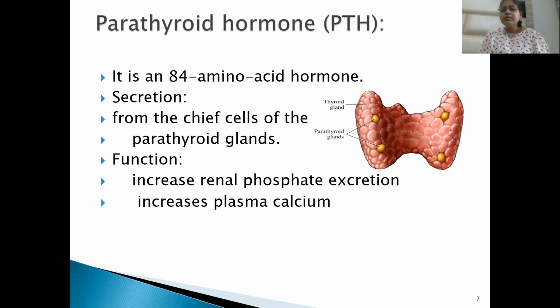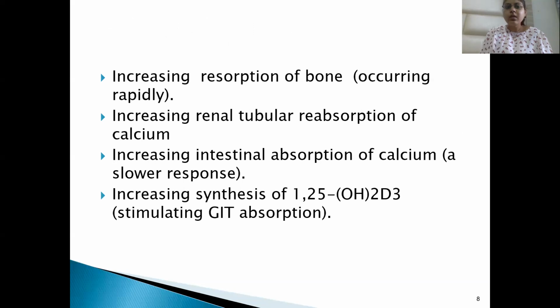Now, parathyroid hormone is an 84 amino acid hormone. It is secreted from the chief cells of the parathyroid gland. Basically, it increases the plasma calcium level because it causes resorption of bone, and it also increases the renal phosphate excretion. It increases the renal tubular resorption of calcium, and increases intestinal absorption of calcium, a slower response. Increasing synthesis of vitamin D stimulates GIT absorption.